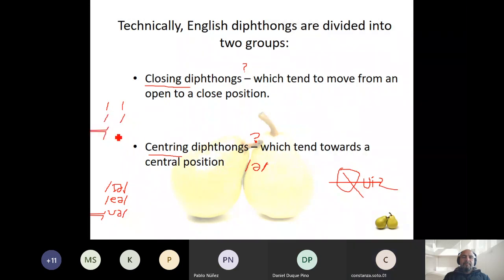The first one, A, as in late. Exactly. Any other? I, like in my. I as in my or I. Okay. Any other? The oi, as in boy. In boy, all right.